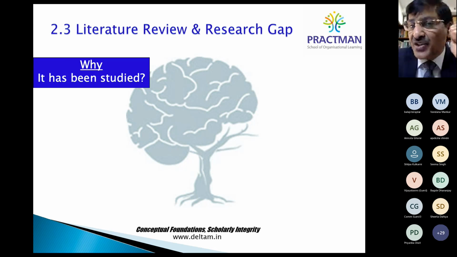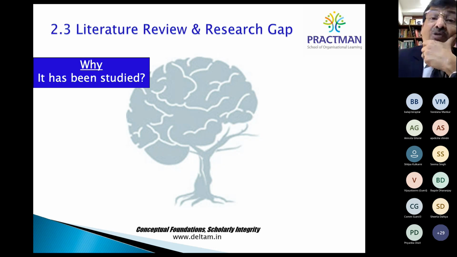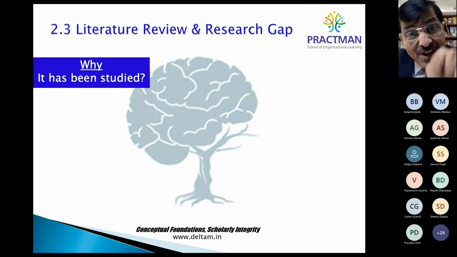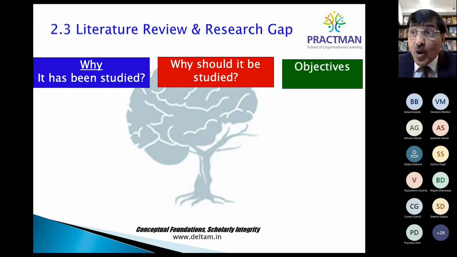Now, when you do the literature review, as a scholar, you should be asking 5 questions. First question is, if I'm reading a paper, then I should be asking myself why this topic was studied, because this will help me in answering the question, why should my topic be studied? That will help me in turn in laying down the objectives of my research. This is something which has already been studied. This is something which I propose to study, and that is why these are my objectives.